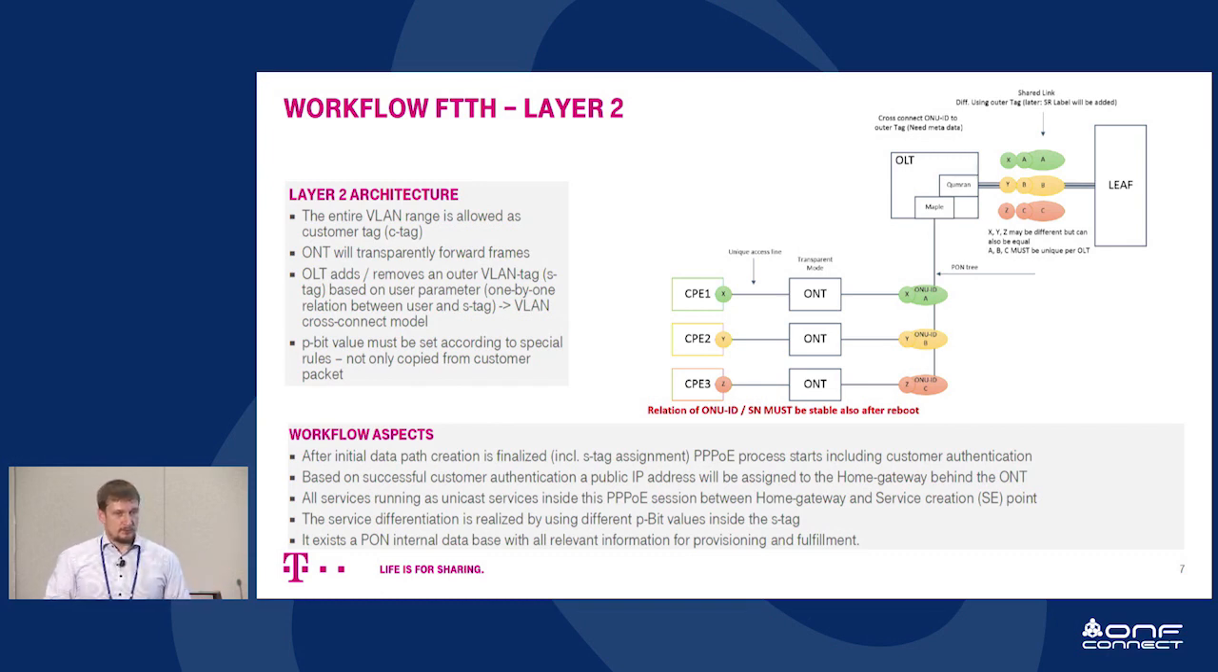For the C-tag values, that means for the tag values coming from the customer or belonging to the customer, the entire range must be addressable, because we need full transparency at that point. And also the ONT in our scenario is fully transparent regarding layer 2 information. So yeah, that's more or less all I have for the FTTH use case.